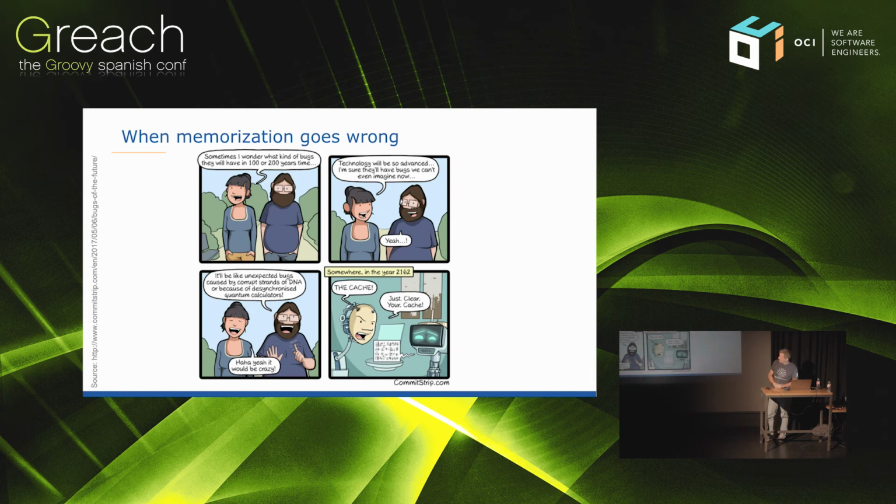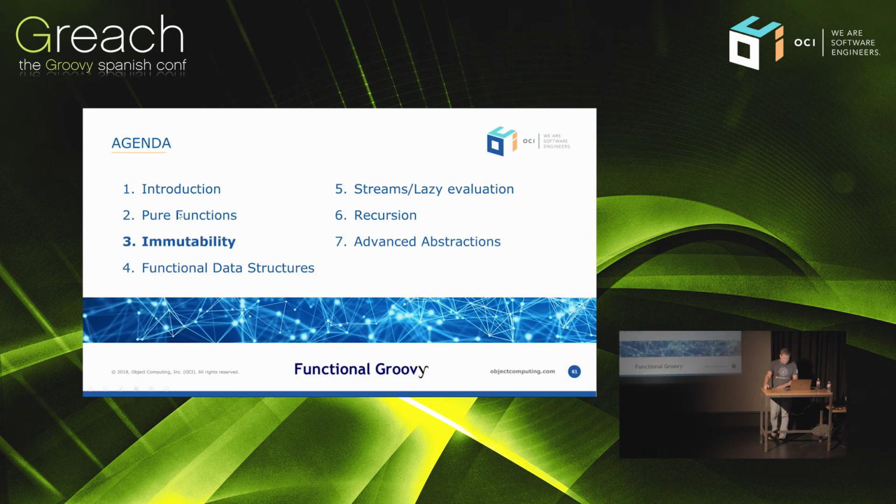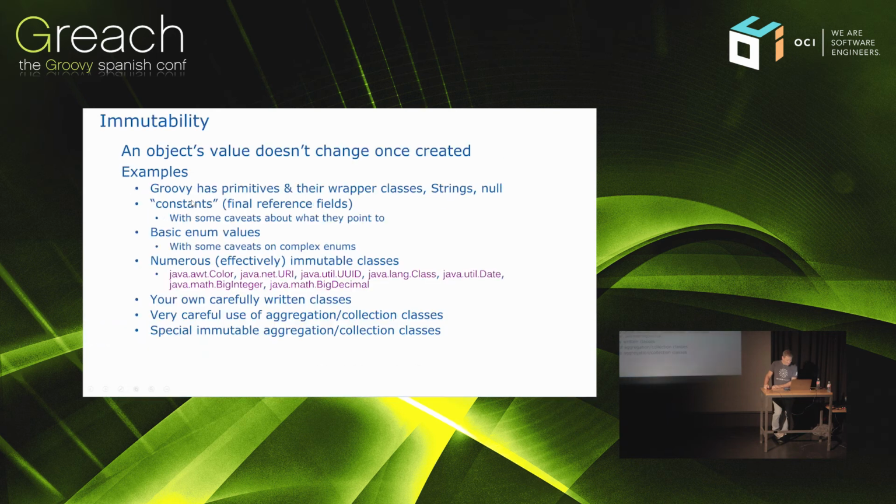When memoization goes wrong: what this cartoon says is that in 100 or 200 years' time, we're going to have really advanced problems that we've never even thought about, and we'll know, in fact, that it's just clear the memoization cache that's going to fix your problem. So perhaps we'll have very similar problems to what we have now, or maybe not. We'll see. Okay, how am I going to do 5 pillars in 5 minutes? We'll see.